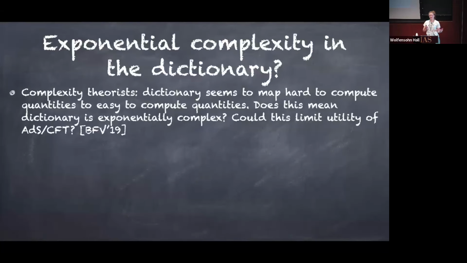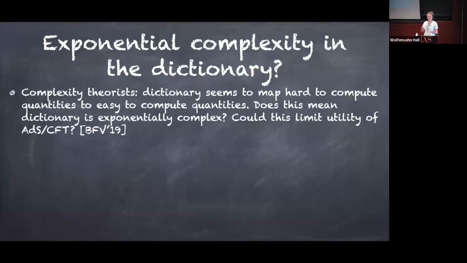Okay, so this leads to some intuition for complexity theorists that this dictionary seems to map hard to compute quantities to easy to compute quantities. So, does this mean that the dictionary itself is exponentially complex to compute? And if so, could this limit the utility of AdS/CFT?